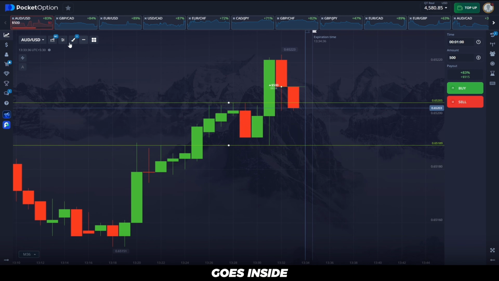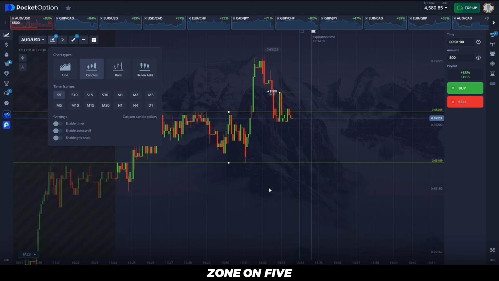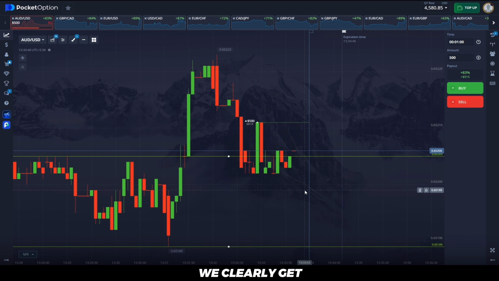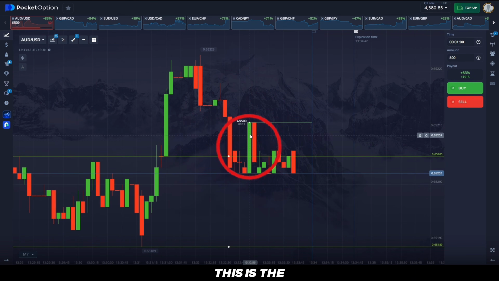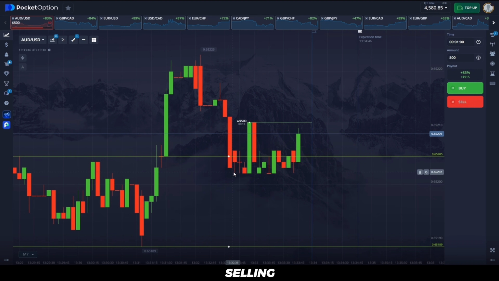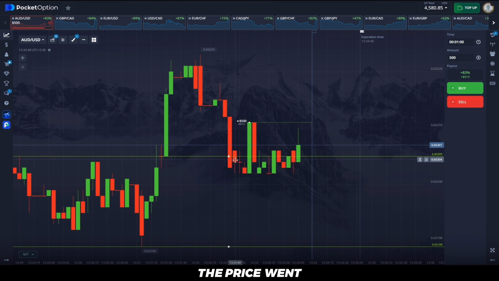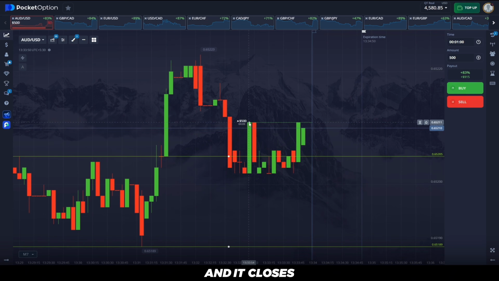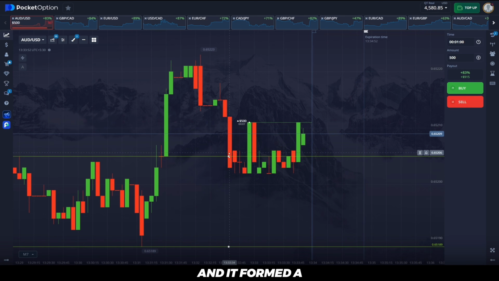Once price goes inside this zone, on the 5-second chart we clearly get the confirmation. This is the confirmation. Here, price failed to create selling pressure. The price went up and closed above, and it formed a strong reversal pattern. That's why it was a good confirmation for me.